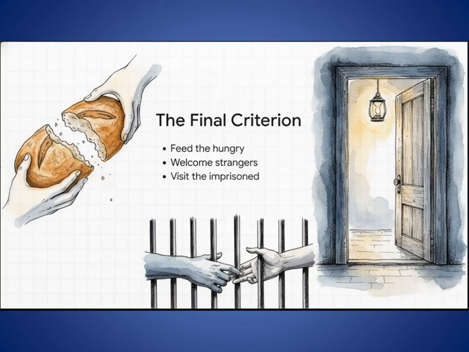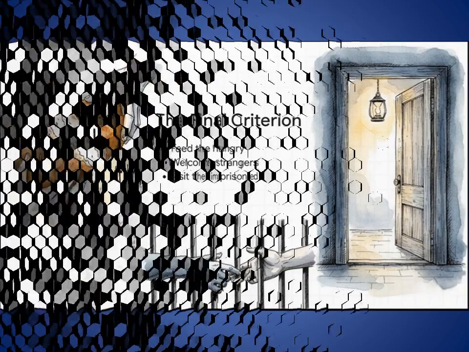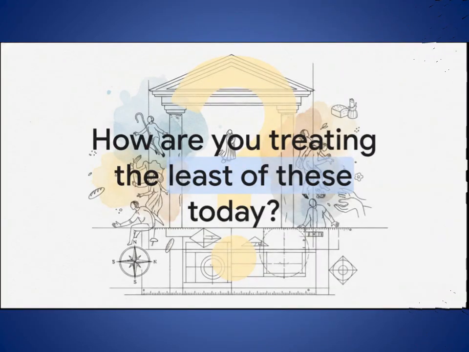Are we feeding the hungry, welcoming the stranger, visiting the imprisoned? Because as he says, whatever you do for the least of these, you're actually doing directly for him. So as we wrap up this explainer, the meticulously crafted blueprint of Matthew's gospel leaves us with one incredibly provocative, intensely practical daily question. How are you treating the least of these today?